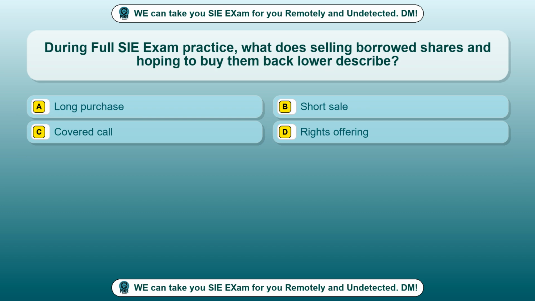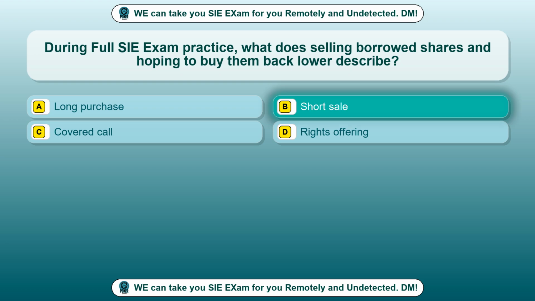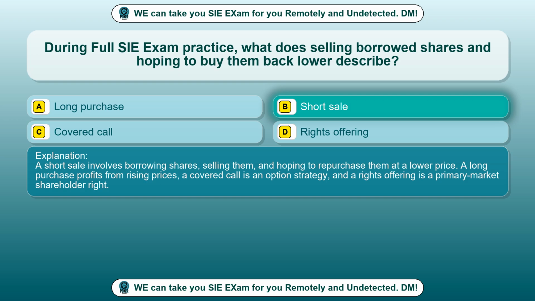Question 88. During full SIE exam practice, what does selling borrowed shares and hoping to buy them back lower describe? Option A, long purchase. Option B, short sale. Option C, covered call. Option D, rights offering. The correct answer is option B, short sale. A short sale involves borrowing shares, selling them, and hoping to repurchase them at a lower price. A long purchase profits from rising prices, a covered call is an option strategy, and a rights offering is a primary market shareholder right.